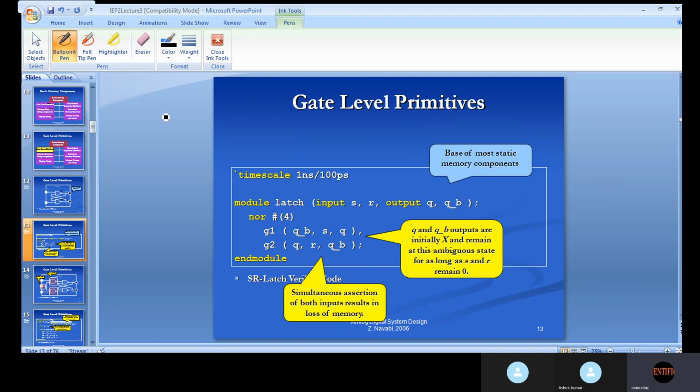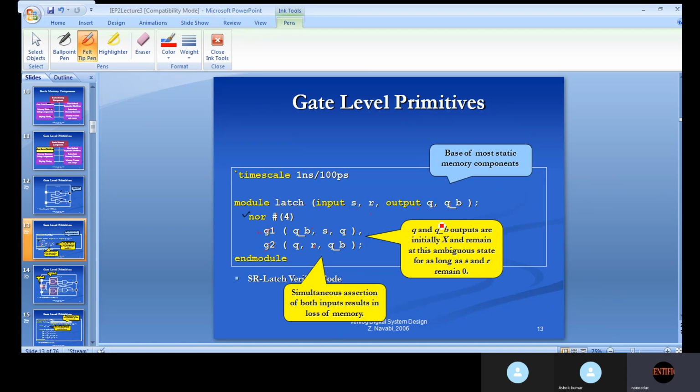Next is to write the code for that latch. Simply you are instantiating a NOR gate, and the NOR gate is having a delay of 4 seconds. You are instantiating the NOR gate two times, G1 and G2. These are the outputs and these are the inputs. In the module latch, inputs are S and R, outputs are Q and Q bar.